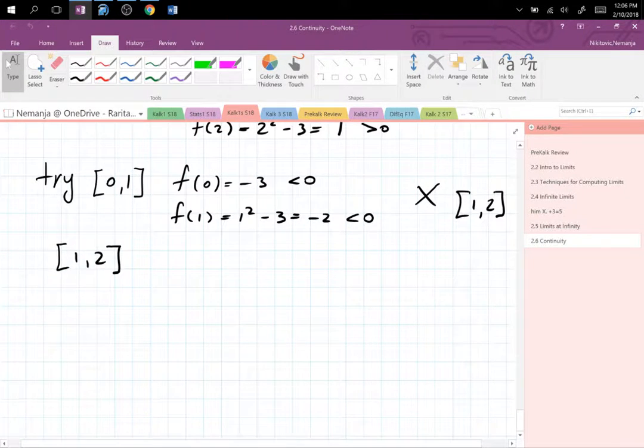All right, now what I'm going to do is cut this interval in half, keeping either 1 or 2, doesn't matter. So what should we pick? 1.5 to 2 or 1 to 1.5?